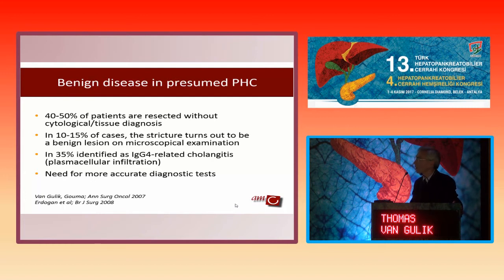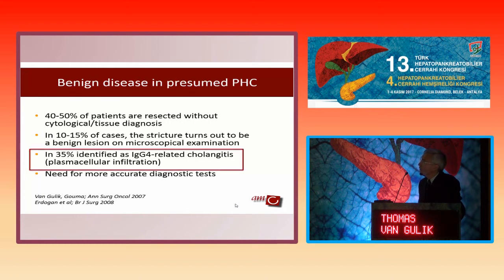I think in most centers we cannot operate only on those patients in whom we have a pathological proof of the tumor. So that means that in 10 to 15% of the cases, the stricture turns out to be a benign lesion. And as I said, 35% of these patients in our case have this type of IgG4-related cholangitis, which is characterized by plasma cellular infiltration on histology.